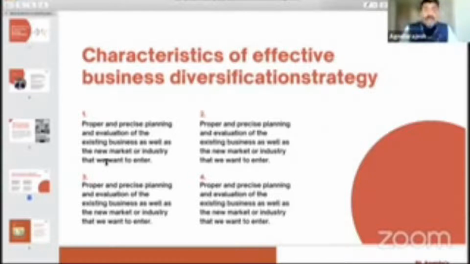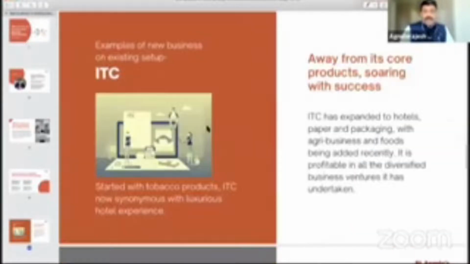Point number two, proper and precise planning and evaluation of existing business as well as the new market or industry that we want to enter. I think that's a repetition of the same point, but you need to be aware of it. Point number three is proper and precise. Okay, so I think this is a copy paste that my team has done for the same point. Let me go to the next point.